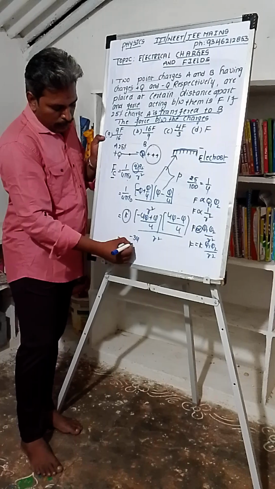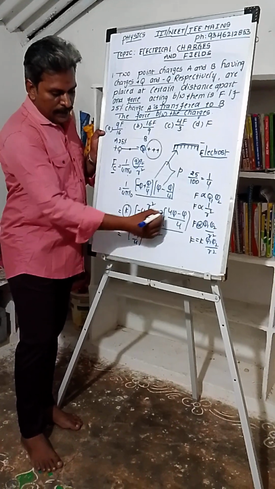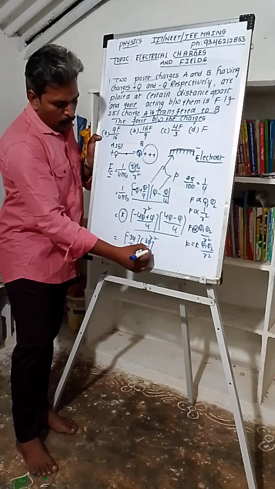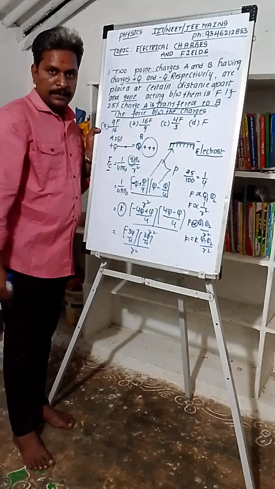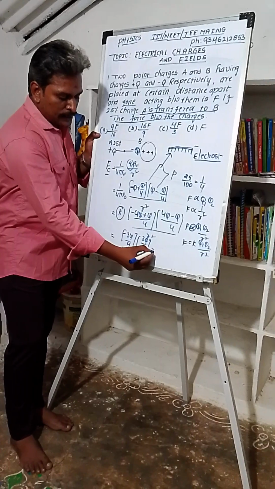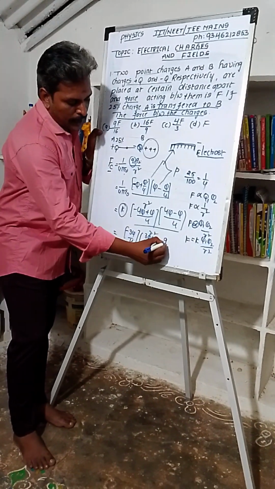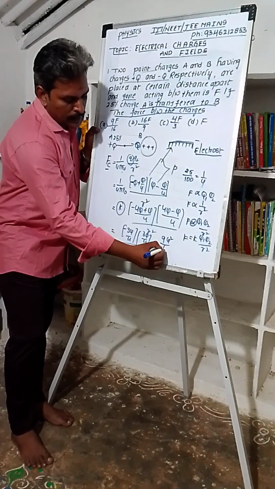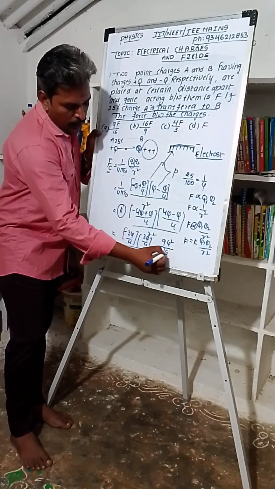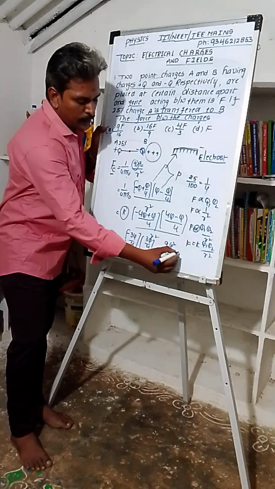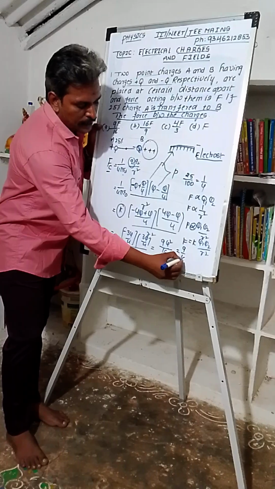And finally, it is equal to minus 3q by 4 and plus 3q by 4, whole divided by r square. And that is the next solution, that is 3 into 3 is equal to 9 q square by 16, whole divided by r square, that is equal to 9 by 16.